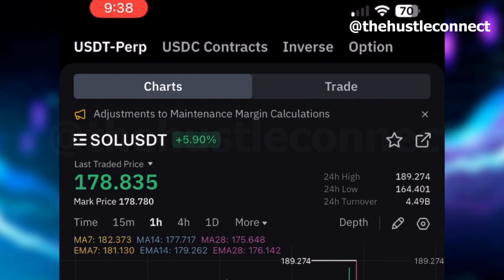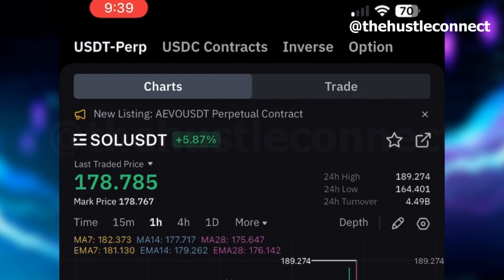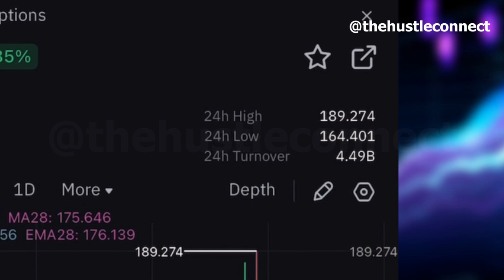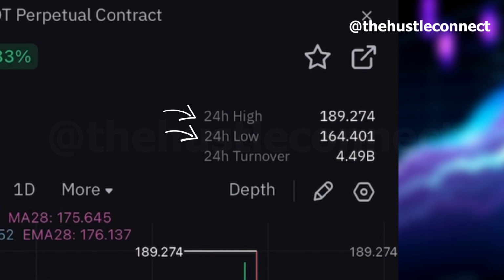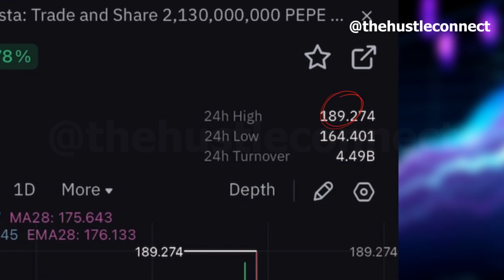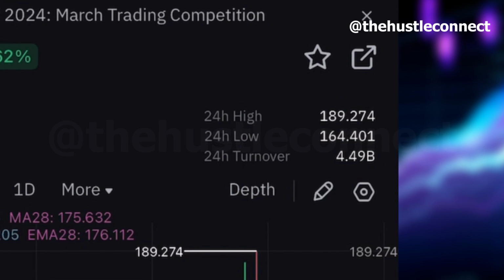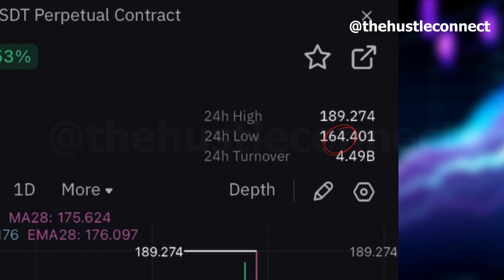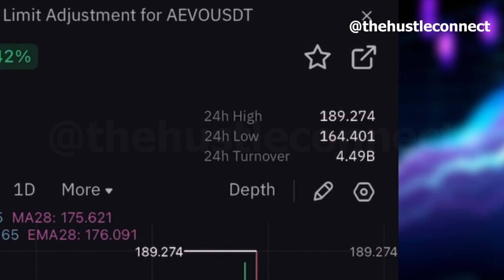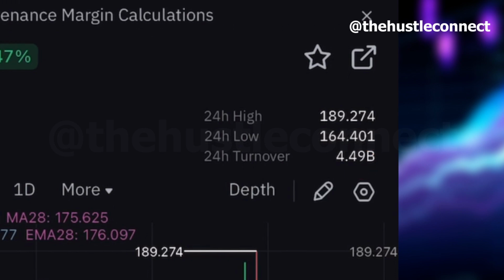Remember earlier in the video I said you are going to be pairing every single coin you want to trade against the USDT. So it could be SOL/USDT, it could be ETC/USDT, it could be BTC/USDT, and the likes of them. Over here at the right side, you'll notice 24H high, 24H low, and 24H turnover. 24H high simply means the highest amount that SOL has gotten to in the last 24 hours, while 24H low is the lowest amount that SOL has gotten in the last 24 hours, while 24H turnover is the entire amount of SOL that has been traded in the last 24 hours.